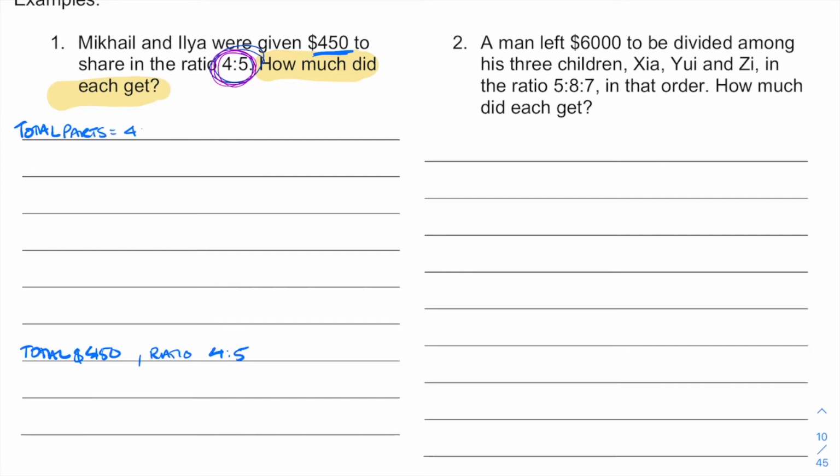is that 4 plus 5. So it's 4 to 5. So the first section is 4, second section is 5. Whack them together, and we're going to get 9. So there's 9 parts total in this whole.